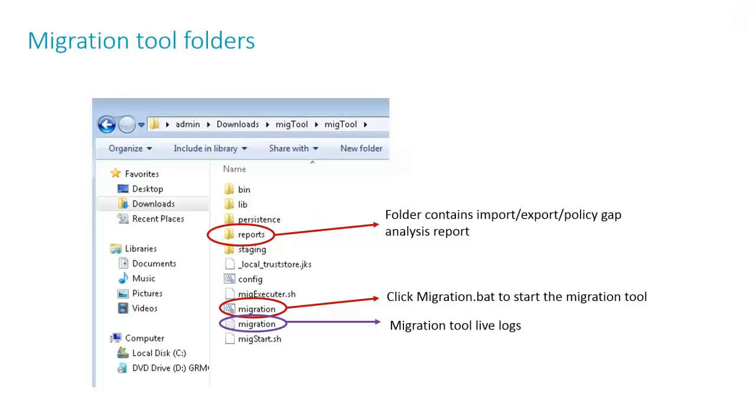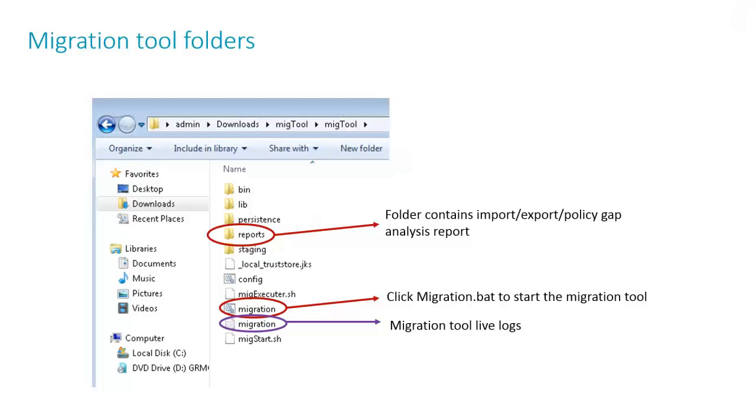The migration tool live logs and the activity logs are stored in the migration.txt file. This can be opened using a text editor. The reports folder will give you information about the import, export, and the policy gap analysis reports.